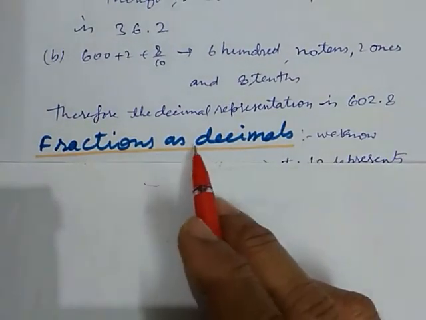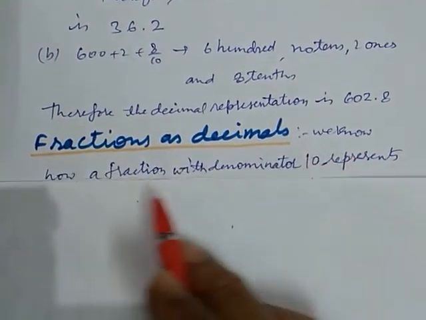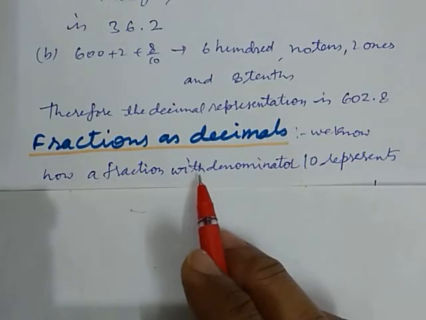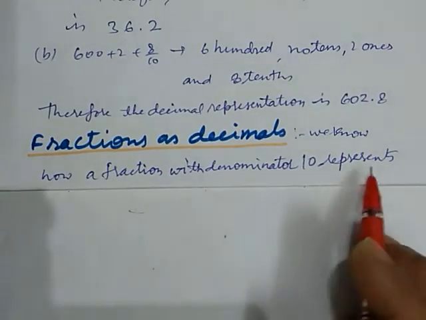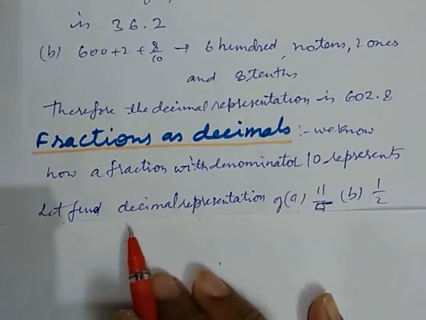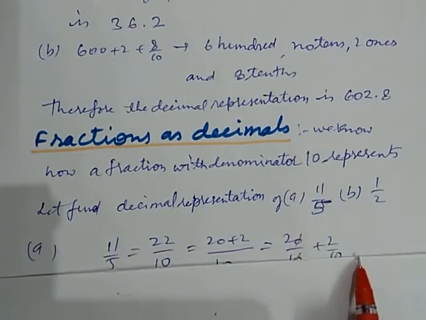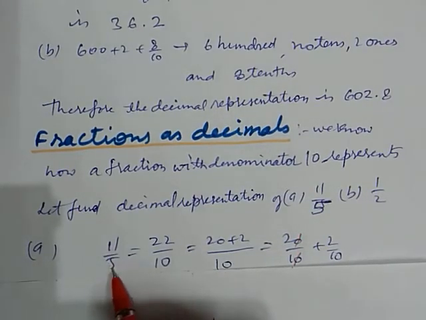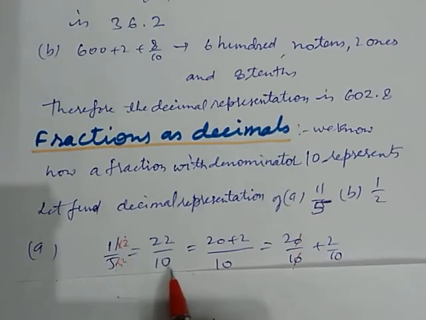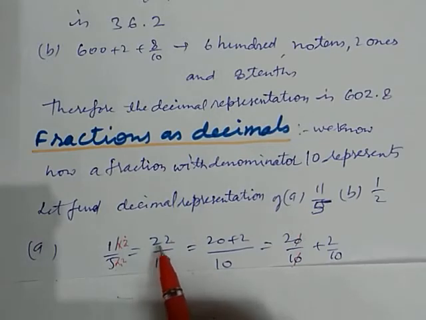Now we learn fractions as decimals. We know how a fraction with denominator 10 is represented. Let us find the decimal representation of 11 by 5 and 1 by 2. So 11 by 5: first we have to convert the denominator to 10, by multiplying by 2. 5 into 2 is 10. So we multiply numerator and denominator both by 2. So we get 11 into 2, 22, and 5 into 2, 10.